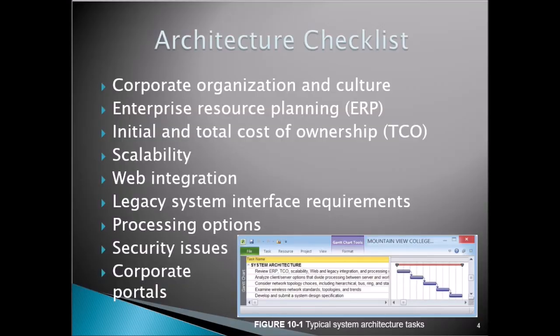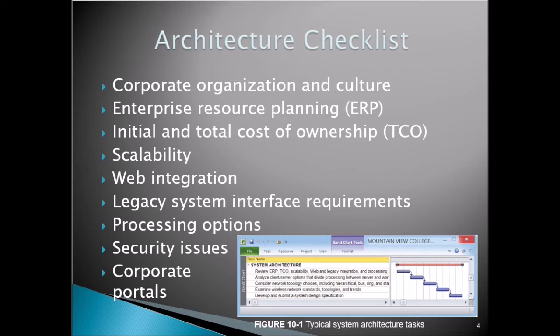Architecture checklist. Corporate organization and culture. Certain organizations may have certain types of architecture that they will only use, for example. I know that in certain companies they've stuck with token ring longer than they should have because that was part of their organization.